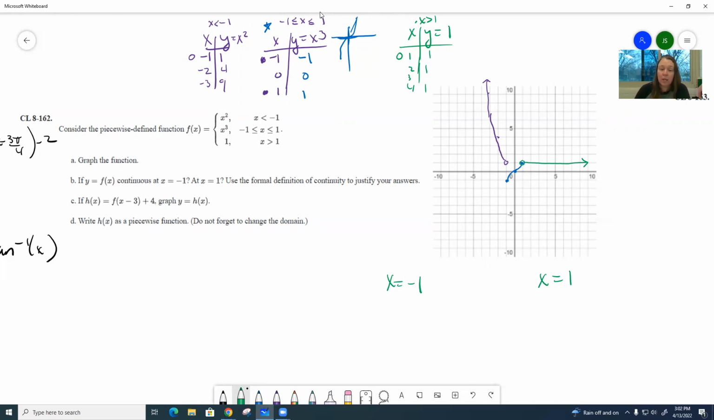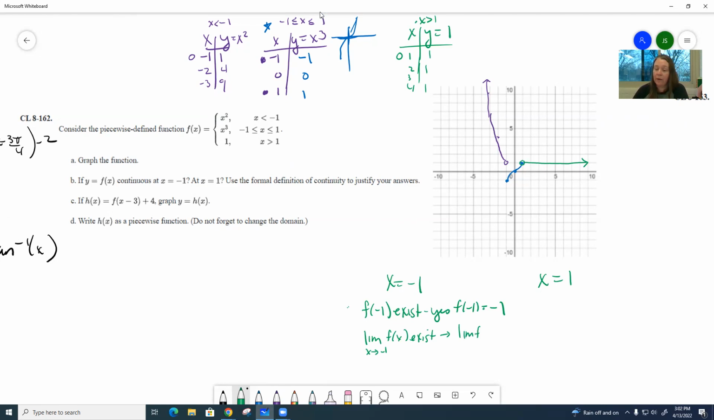And the first part is, does f of -1 exist? Is there a y value when x equals -1? Yes, it does, right? F of -1 is -1. So it meets criteria 1. The next part is the limit as x approaches -1 of our function has to exist. And so that means as you approach -1 from the left and from the right, are you getting closer to the same value?